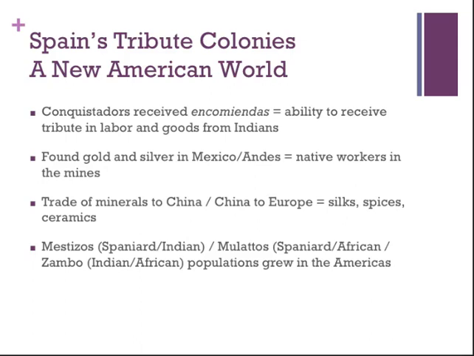We also have these ethnicities: mestizos, Spaniards and Indians; mulattoes, Spaniards and African Americans; and Zambos, Indian and African populations. And so now we're starting to have these races interact and mingle even more with one another.